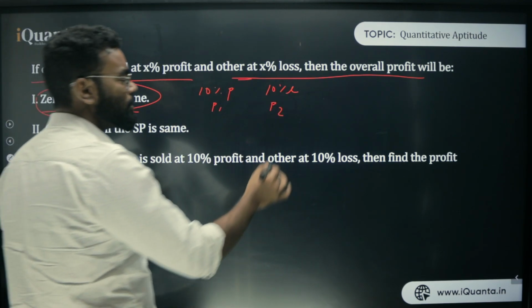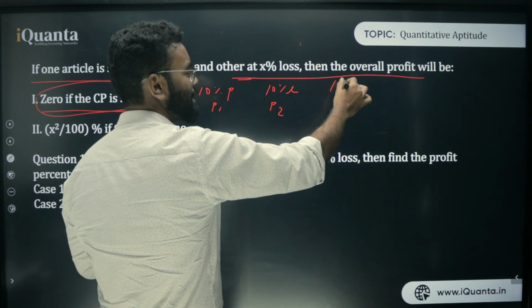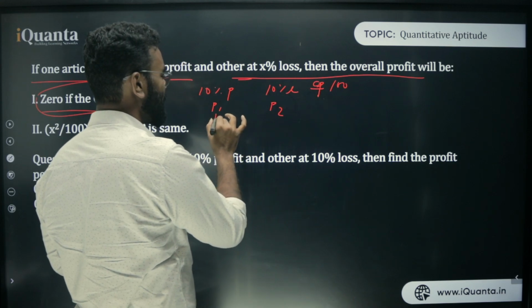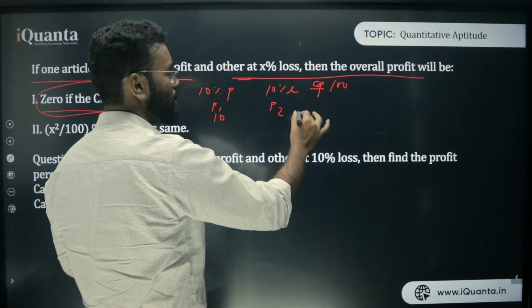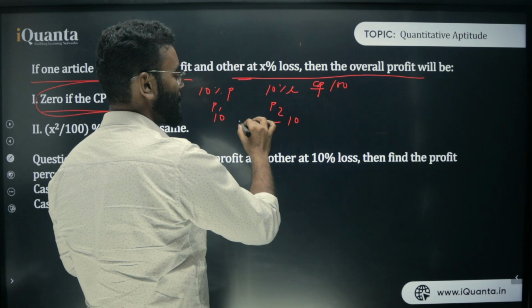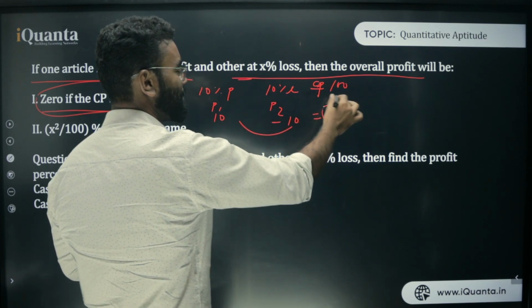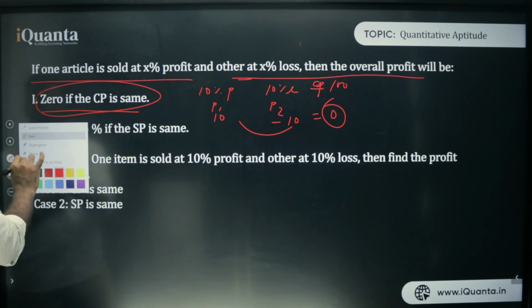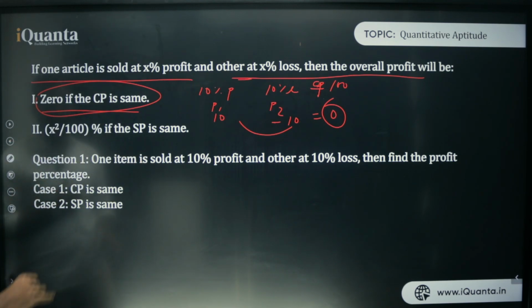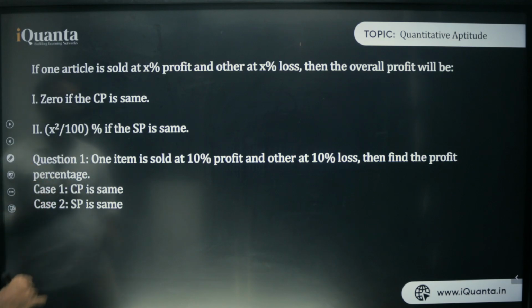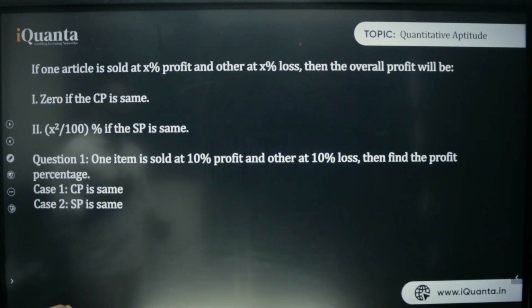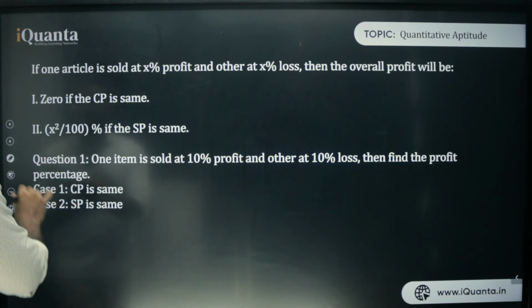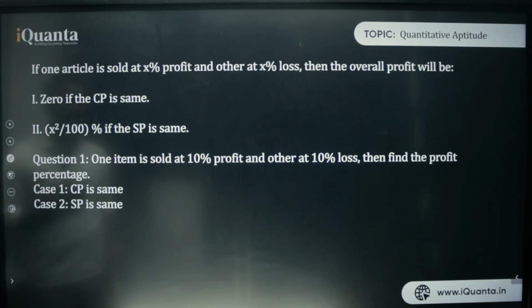Why is it so? Because think about it: let's say CP is 100. For the first one, the profit is 10. For the second one, the loss is minus 10. So 10 minus 10 is 0, which means it is 0% profit. That is one example of this. If you understand this, let's go to the other case. If the cost price is the same and in one case we have X% profit and in the other X% loss, remember the answer is always 0% profit.